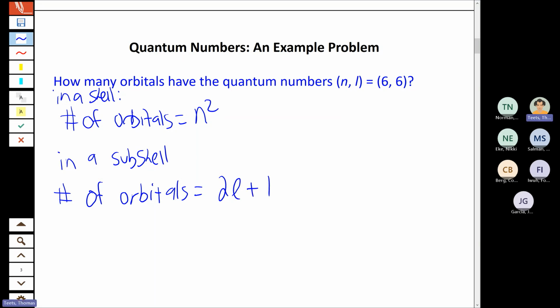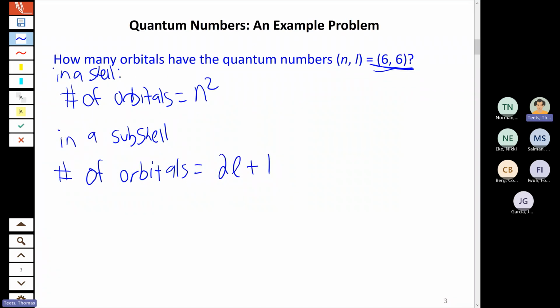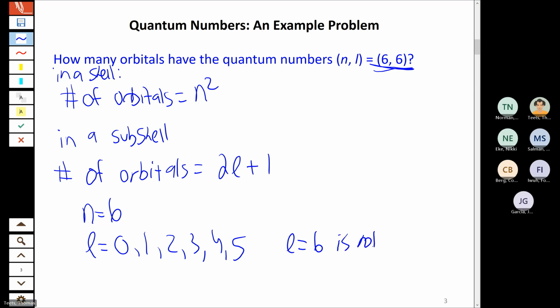So you might be tempted to just say, well, okay, I have L value at 6, 2L plus 1 is 13, done. But what we have to also make sure we evaluate before we start the problem is, is this an even allowed set of quantum numbers? And just like we saw in the last problem, if n equals 6, the possible values of L can only go up to n minus 1. So L can only be 0, 1, 2, 3, 4, or 5. L equals 6 is not allowed if you have n equals 6.